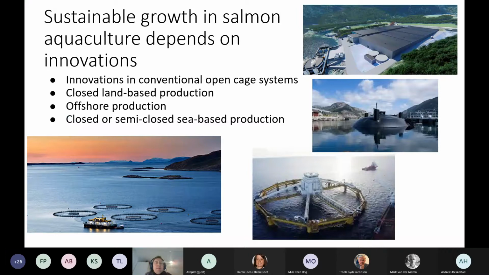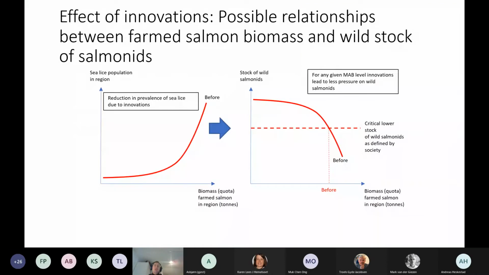Sustainable growth in salmon farming depends entirely on innovations. In the conventional open cage systems that we have today, and on land, in offshore production, and in the closed or semi-closed sea-based production systems. And just to take one issue, the issue of sea lice. So this is a way to illustrate it.